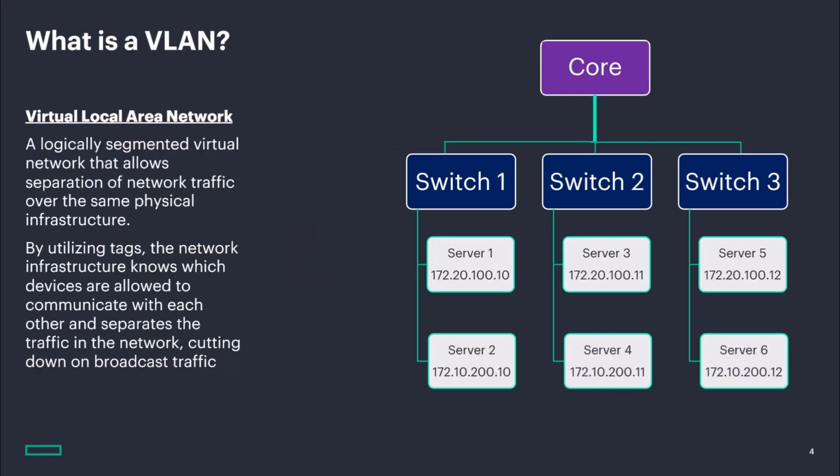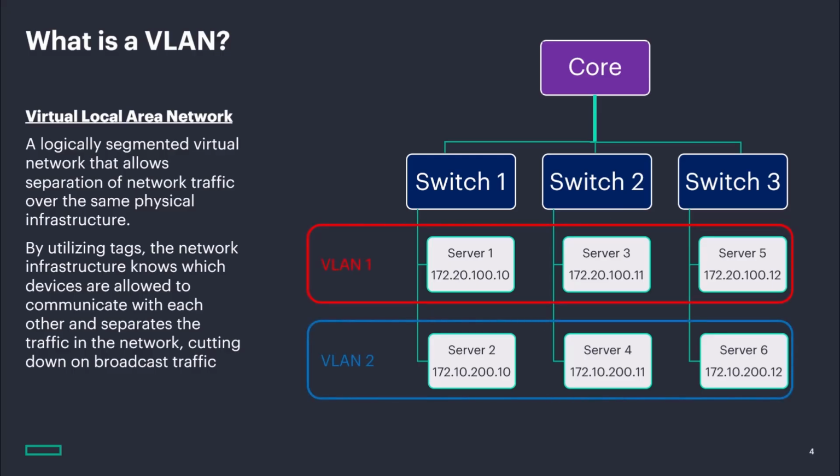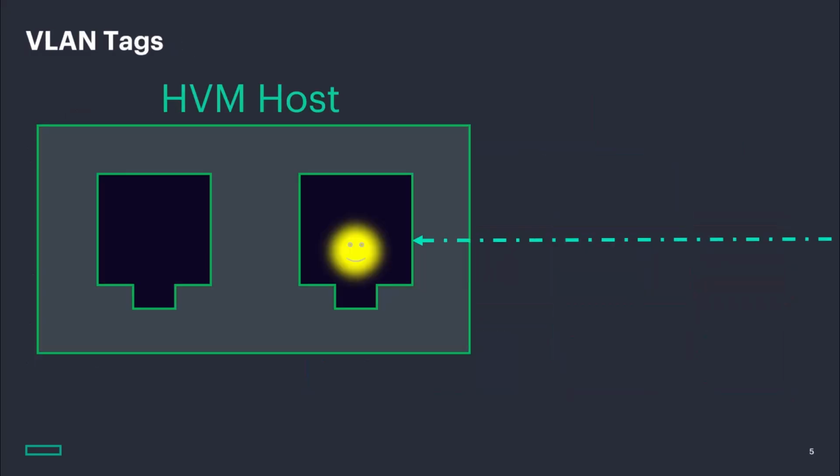First, let's touch on VLANs. A VLAN, or Virtual Local Area Network, is a logically segmented virtual network that allows for separation of network traffic over the same physical infrastructure. This is done utilizing something called tags at the packet layer. When a VLAN-aware switch receives a packet with a specific tag on it, it knows to route the traffic to the network segment that matches that tag. Network segments can span multiple physical switches, which allows for that segmented communication across the physical layer while keeping broadcast traffic to a minimum. So now let's cover off tags.